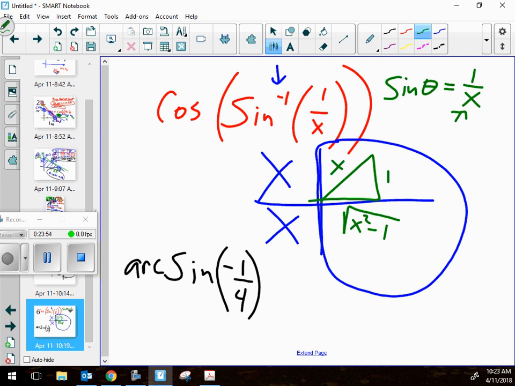Cool, because from there, I've told you this since the beginning. Once you get a triangle drawn in the right quadrant with all the right sides, and if you can, all the right angles. We don't know what the angles are, so we can't do that part. Then I just do the cosine of it. Cosine's so easy. Once you get that drawn, it's easy. Cosine is adjacent, hypotenuse. So it is square root of x squared minus 1 over x.